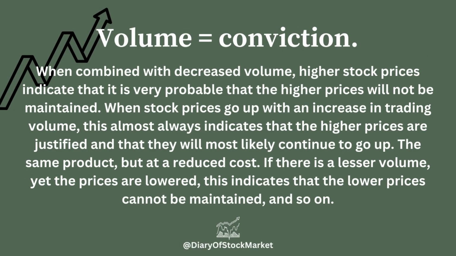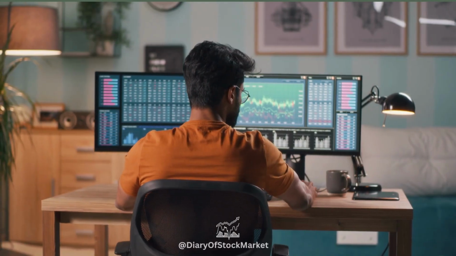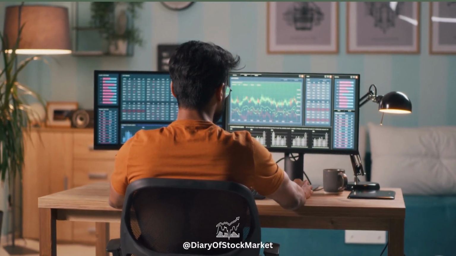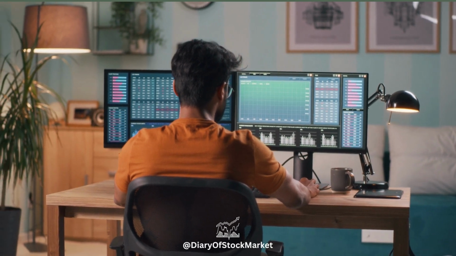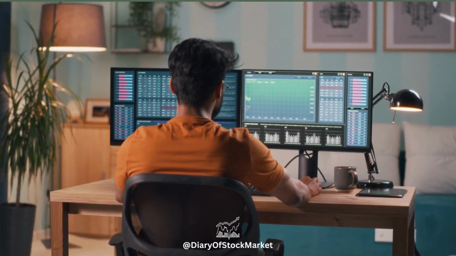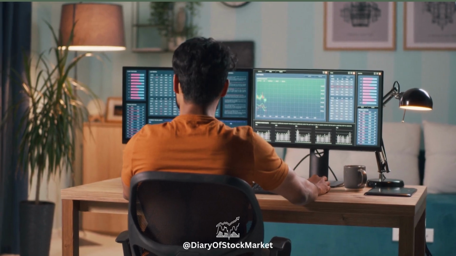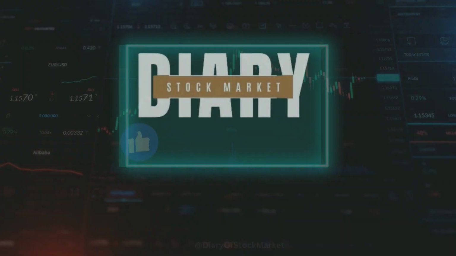Volume equals conviction. When combined with decreased volume, higher stock prices indicate that it is very probable that the higher prices will not be maintained. When stock prices go up with an increase in trading volume, this almost always indicates that the higher prices are justified and that they will most likely continue to go up. The same applies in reverse. If there is a lesser volume, yet the prices are lowered, this indicates that the lower prices cannot be maintained, and so on. That's all.